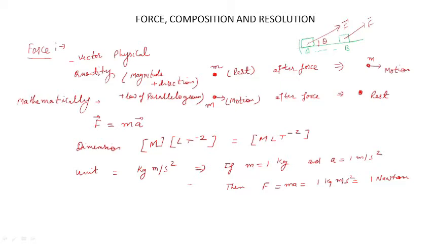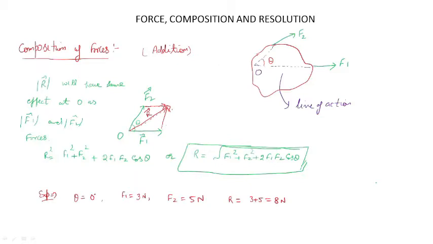Mathematically, the force is defined as mass into acceleration, and the dimension of the force is equal to M L T to the power minus 2. The unit of the force is kilogram meter per second square. It is the MKS unit, and if mass is 1 kilogram and acceleration is 1 meter per second square, then the force will be equal to 1 kilogram meter per second square, and it is equal to 1 Newton also. So 1 Newton can be written as equal to 1 kilogram meter per second square.